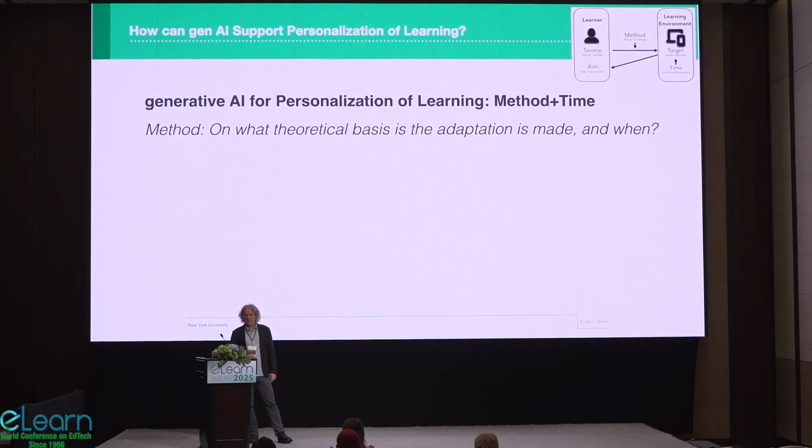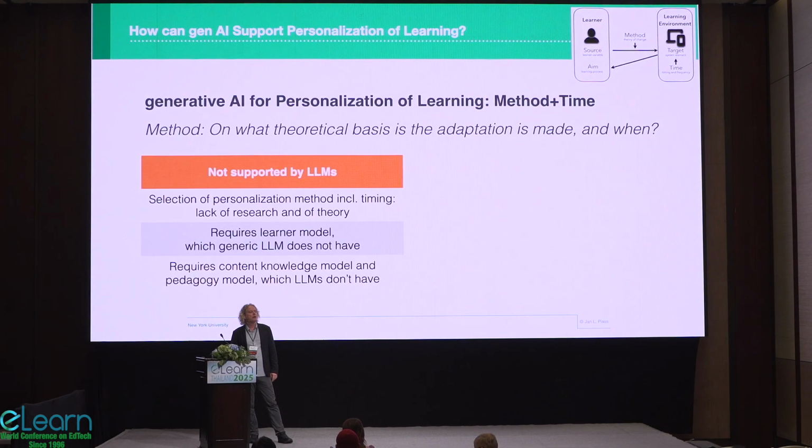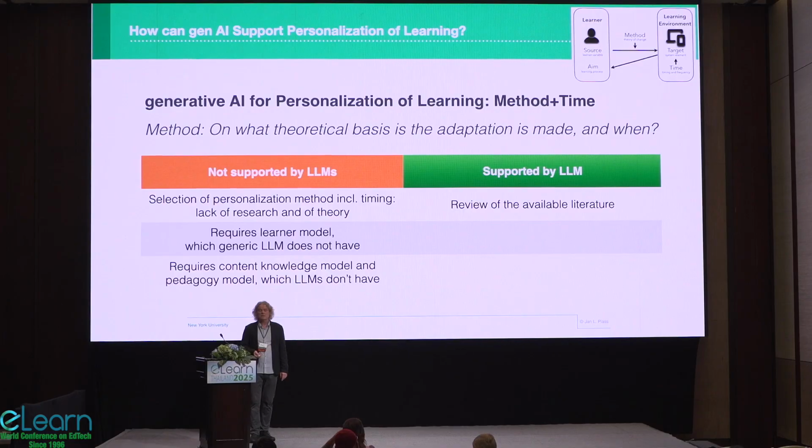So the method and time, then, is not supported by LLMs at all. The selection of the personalization method, including timing, would require a model, a learner model. It would require a content model, and that doesn't currently exist. And so we can't really do that. What we can do is review the available literature, right? We can get some help in saying, hey, what's actually there, and the answer will be very disappointing.